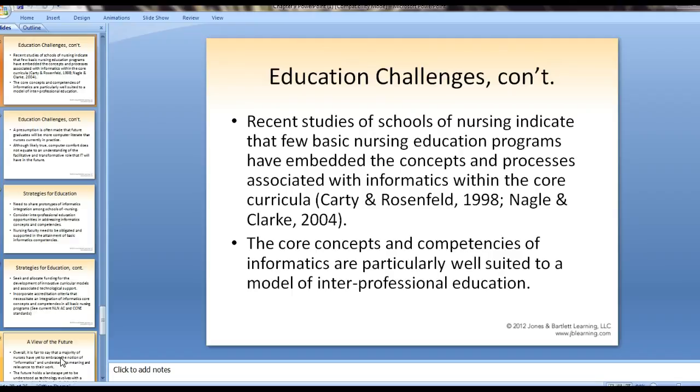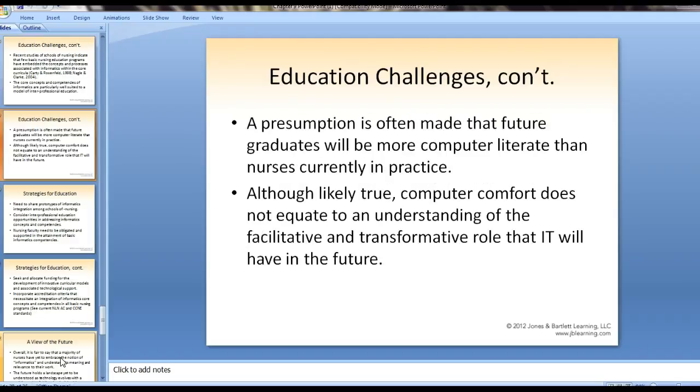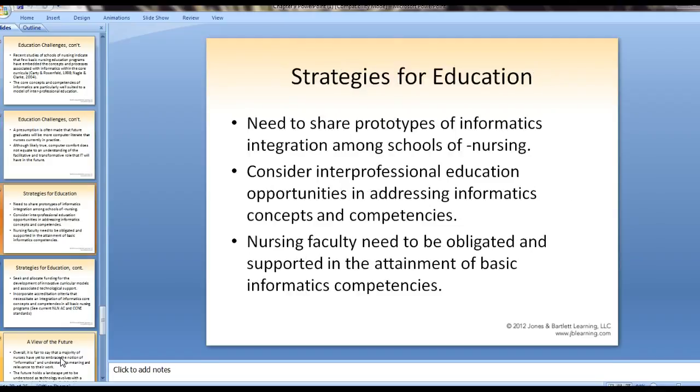Recent studies of schools of nursing indicate that few basic nursing education programs have embedded the concepts and processes associated with informatics. So congratulations, you're in a program that actually talks to you about informatics, and hopefully you'll understand it more by the end of this. A presumption is often made that future graduates will be more computer literate, so that they don't really need to learn this stuff. Even though that might be true, computer comfort doesn't equate to understanding the facilitative and transformative role of the IT that we'll have in the future.